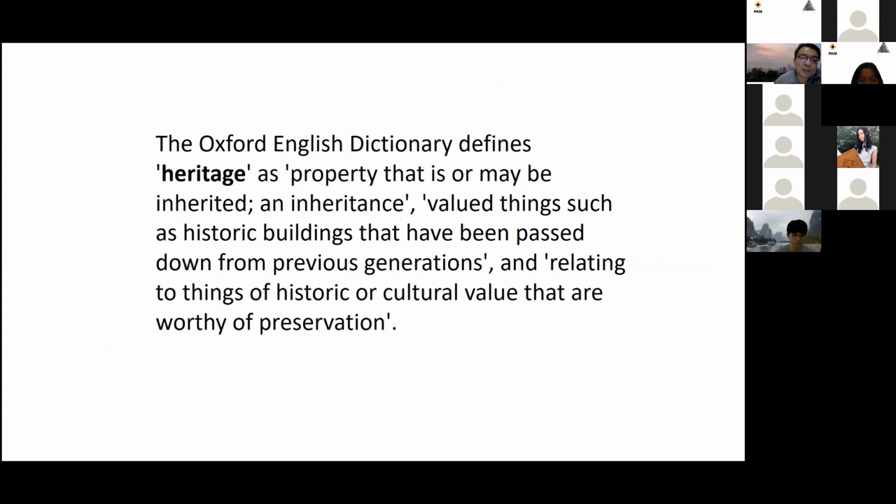So then let's talk about heritage. What defines heritage? Oxford English Dictionary defines heritage as property that is or may be inherited, and inheritance value things such as historic buildings that have been passed down. So it's something that is passed down, we call it heritage. But heritage is such a big word. There are other words that also come together with it, like cultural, and all these things are intertwined with each other. So far, so good?